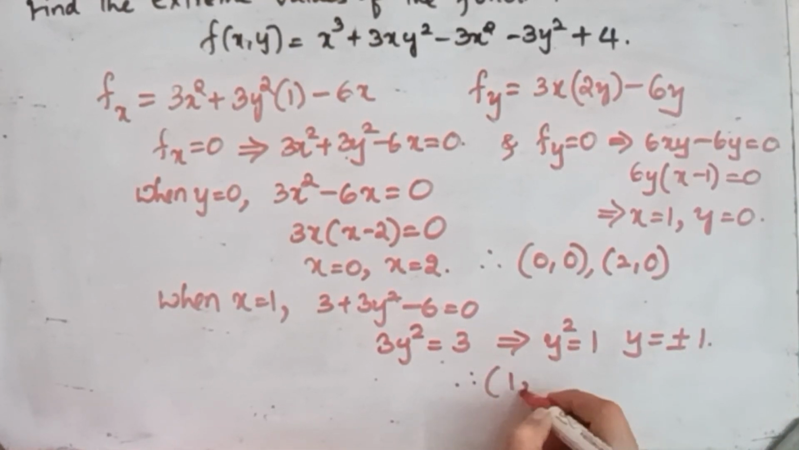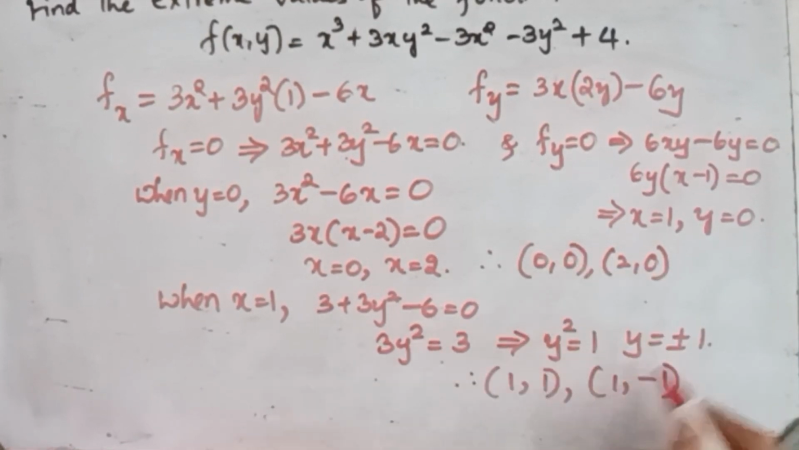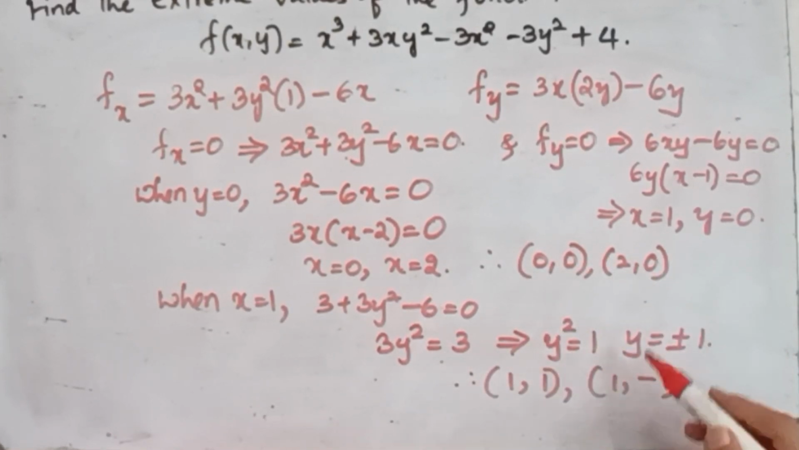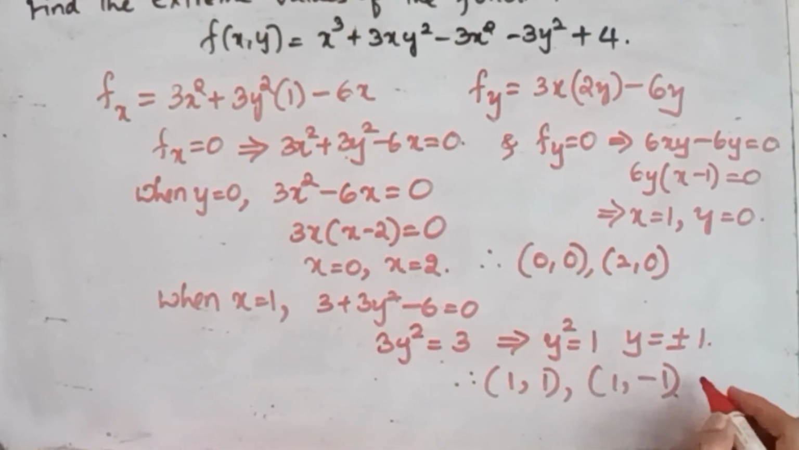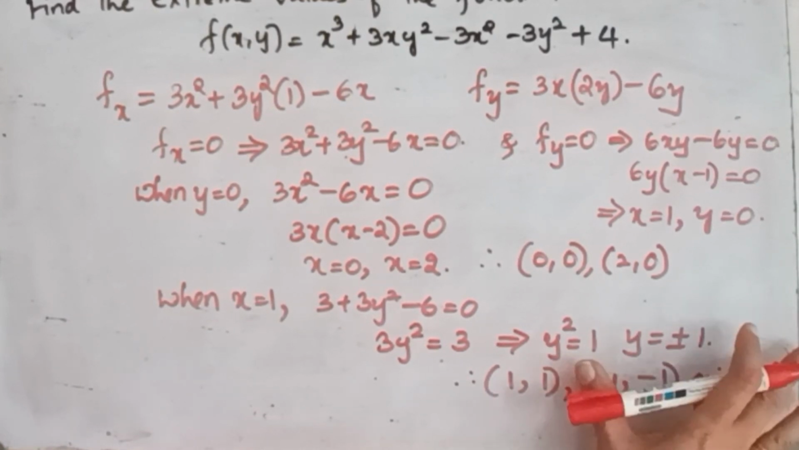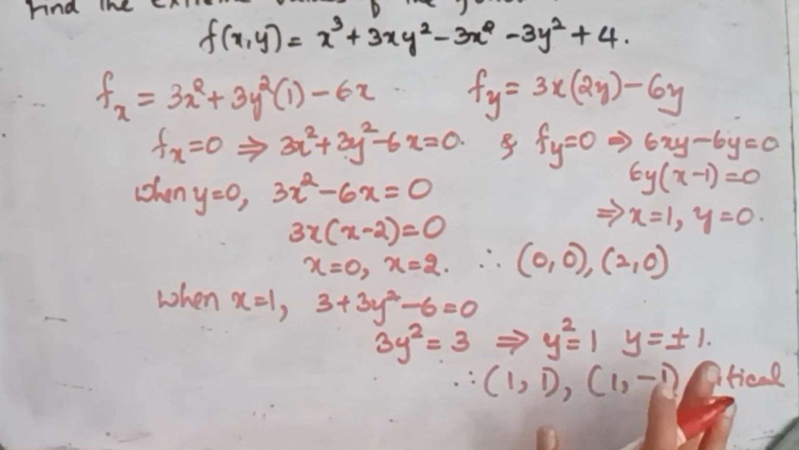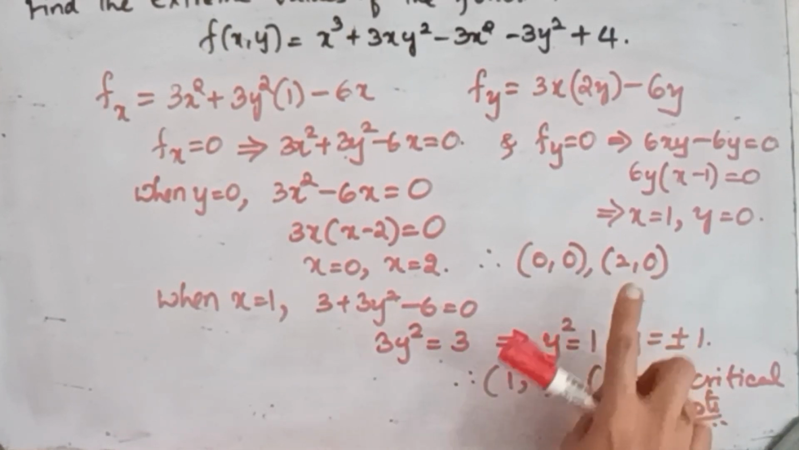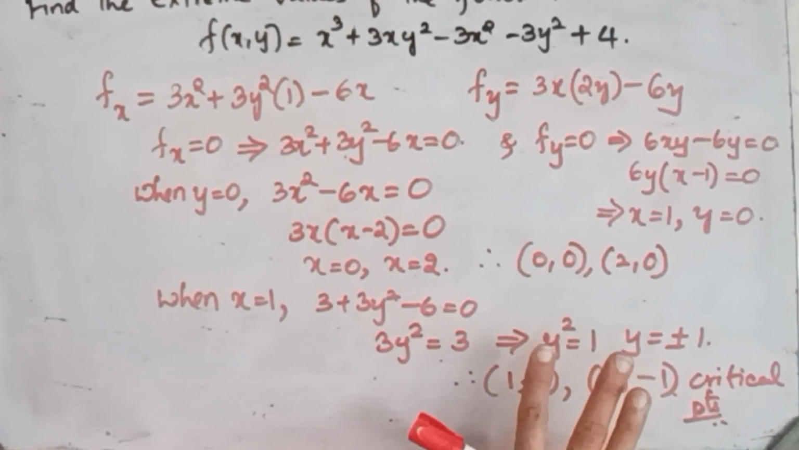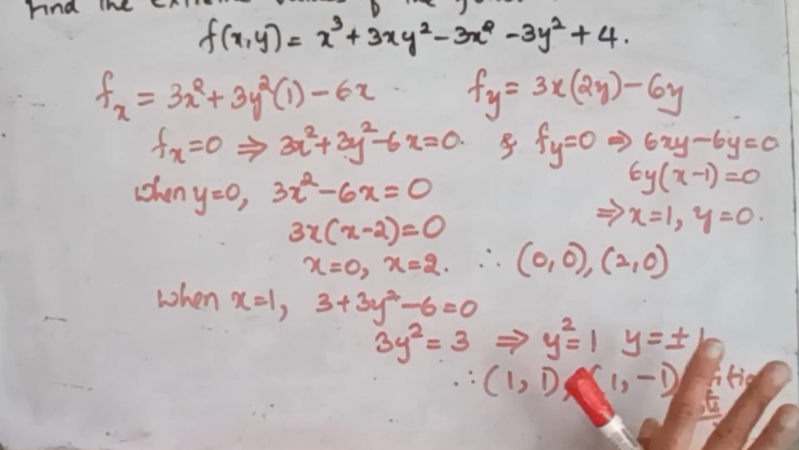Hence, here you will get two more points. One is 1 comma 1 and 1 comma minus 1. Therefore, at 4 points, fx equal to 0 and fy equal to 0. So these 4 points are called critical points. This is the necessary condition which is satisfied now. Here there is a possibility of the given function having extremum at these points. Now you have to check for these points individually, that is one by one, whether maximum or minimum exists or is it a saddle point.